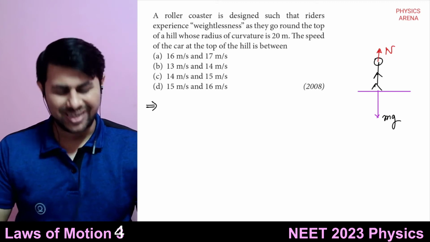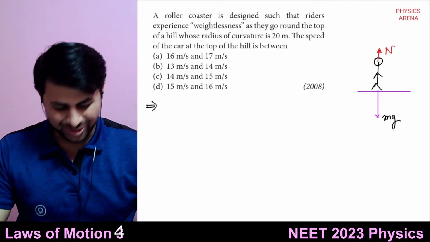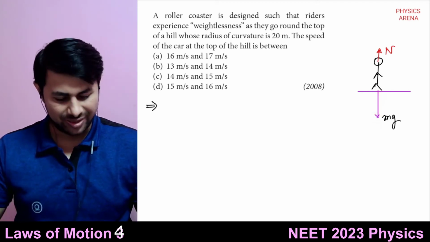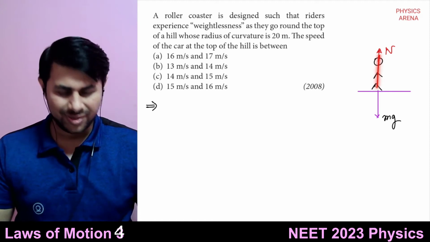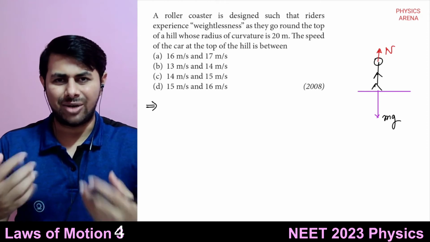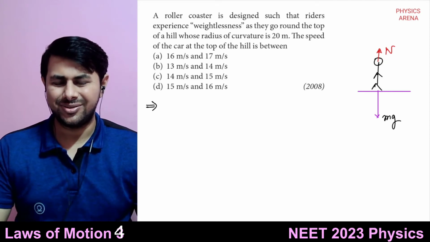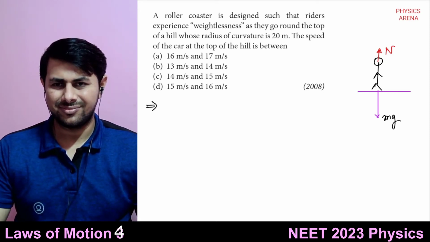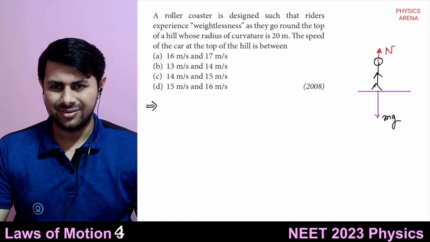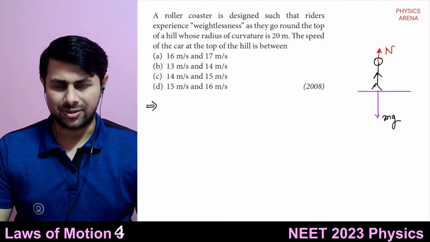Actually, the normal reaction is also because of gravitational force. If gravitational force were not present, then the normal reaction would be zero. So in turn, it is because of gravitational force only. But how do we feel it? It's because of the normal reaction. Got this? Yes, no? So what is our weight? It's not the gravitational force. It is equal to the normal reaction.